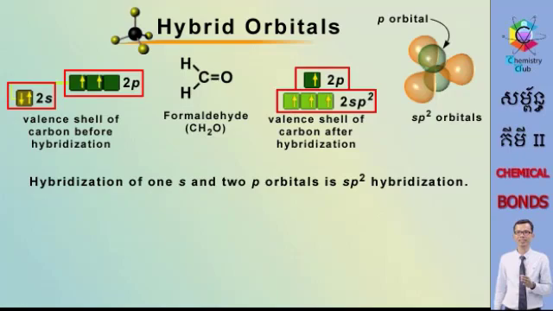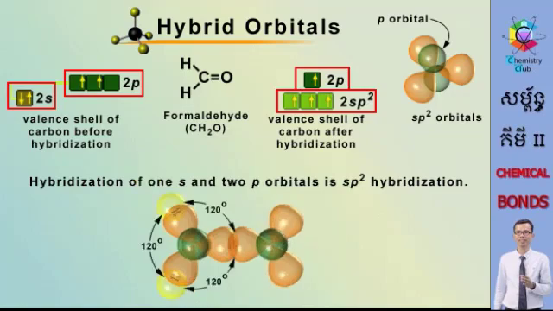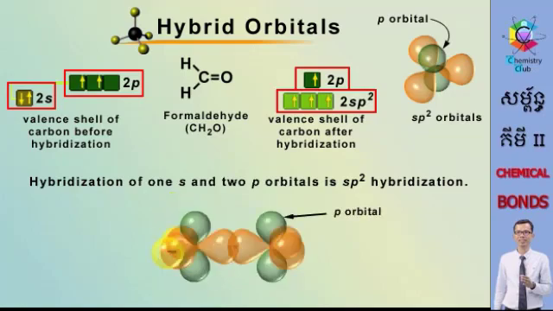Because the s orbital hybridizes with 2 p orbitals, this is termed sp2 hybridization. 2 of the sp2 orbitals bond with hydrogen atoms, and the third sp2 orbital forms a single bond with oxygen. The sp2 orbitals orient themselves at 120 degrees from each other in a trigonal planar structure. The p orbital is perpendicular to the plane of the triangle. Later, the formation of a double bond involving the p orbital will be described.